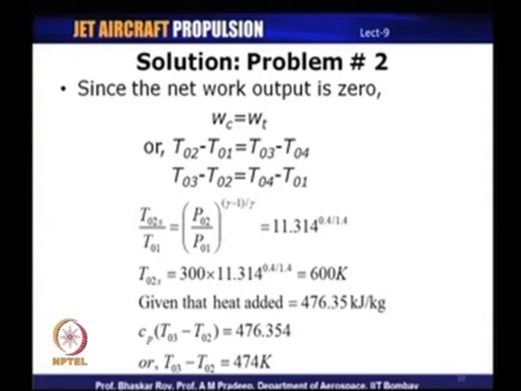So, Cp times (T03 minus T02) is equal to 476.35, or T03 minus T02 is 476.35 divided by 1.005. So, we are assuming that specific heat at constant pressure is the same as that of air, which is 1.005 kilojoules per kilogram Kelvin. So, we have calculated the difference, that is T03 minus T02, which is 474 Kelvin.